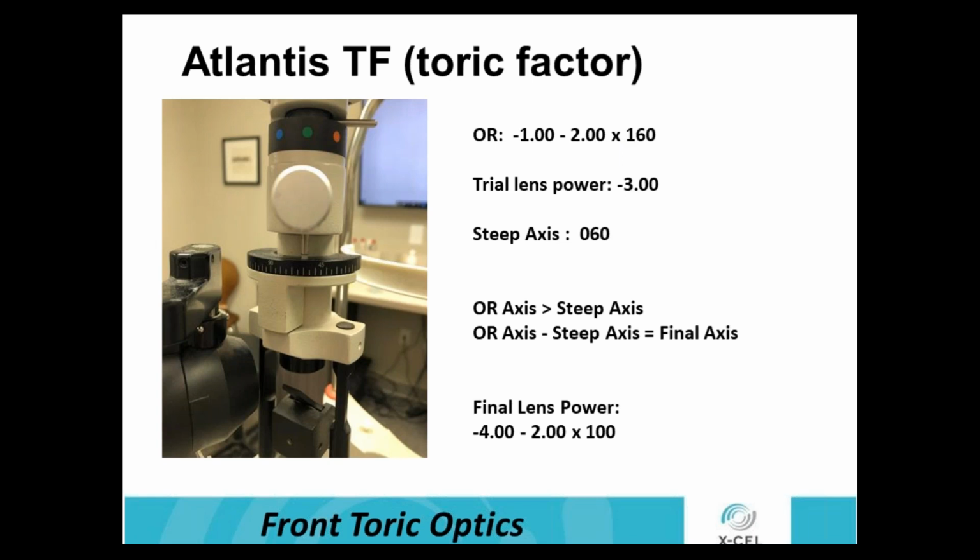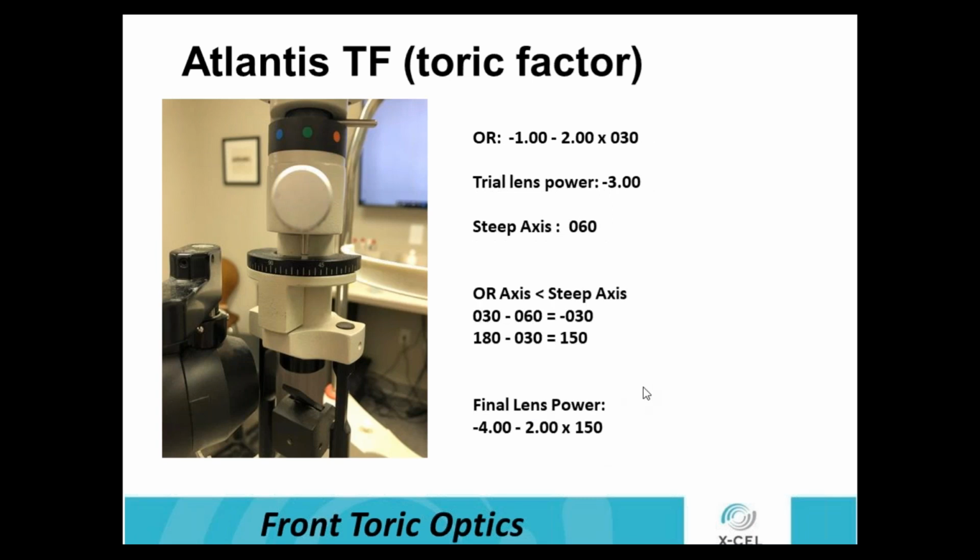So, simple equation with your over refraction. Obviously, you got to know your trial set. Again, know what my trial lens power is. You have your over-refraction and your axis. If my over-refraction axis is greater than the steep axis, I simply minus, and that'll give you your final axis. You can see here, we added in the over-refraction to our -3. That gave us a -4 with the 2 diopters of residual at axis 100.